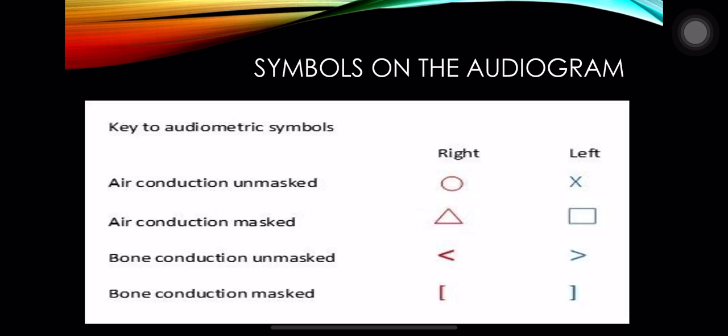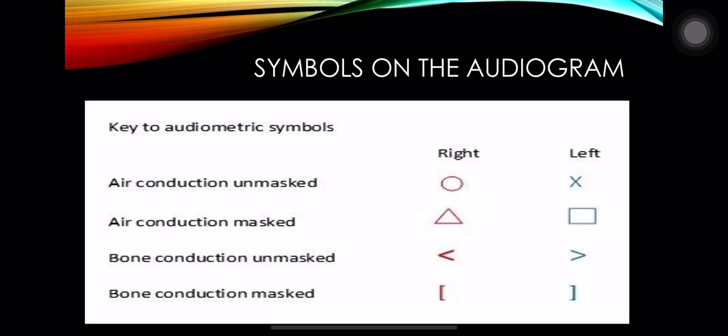Now let us see the symbols on the audiogram: air conduction unmasked, air conduction masked, bone conduction unmasked and bone conduction masked. I have some simple mnemonic to remember this. Let us see. Look at the left ear. There is a cross symbol. Remember, wrong cannot be right. So the cross symbol is for only left ear, air conduction unmasked. For right ear, there is a round symbol. Remember, R for round. So for right ear, it is a round symbol for air conduction unmasked.